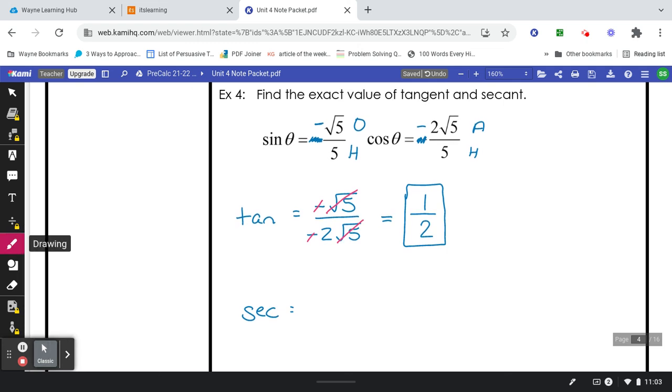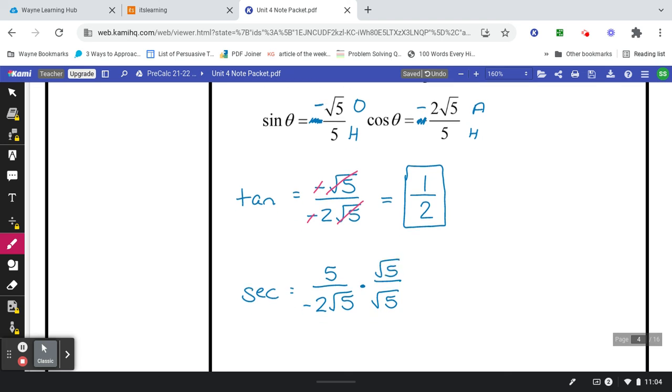Secant is H over A, so 5 over negative 2 square root 5. I can't cancel the 5s because 1 is not a square root. I can't cancel any negatives there. So I still have an issue because I can't leave the square root of 5 in the denominator. So what I'll do is I'll rationalize the denominator, multiplying by the square root of 5, kind of ignoring that negative 2 for right now.